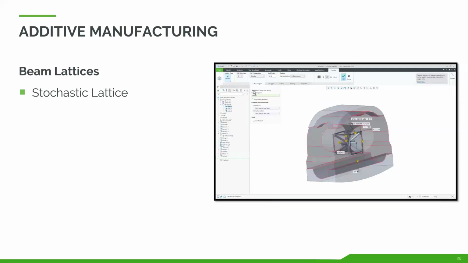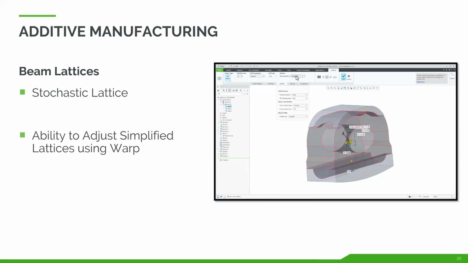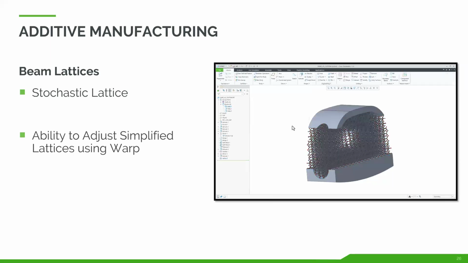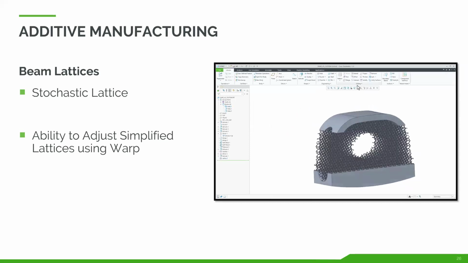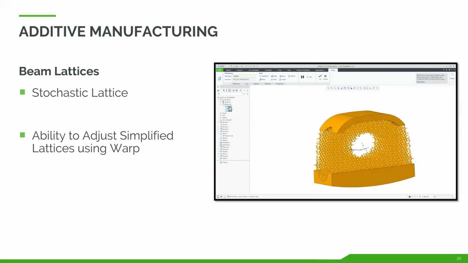With beam lattices, we've also made improvements for stochastic lattices. We took that randomization option and made it available as a parameter so that it can be used in something like a family table. We've also added pore size definition, and this is going to be very important in various industries. One that I can think of right now is the medical industry. Let's say you're building something like an implant and you need the correct pore size to allow bone regrowth. You can define that pore size now for your different lattices.